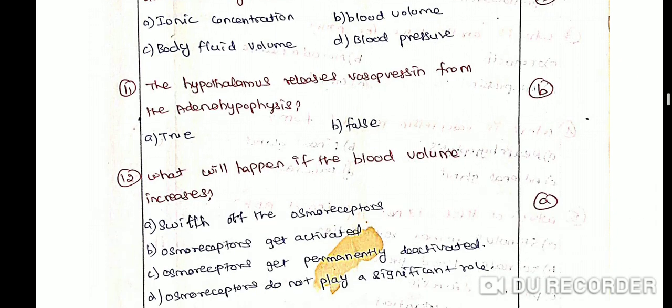Next question. The hypothalamus releases vasopressin from the adenohypophysis. Option A true, option B false. The correct answer is option B false. Explanation. Excessive loss of body fluid stimulates the hypothalamus to release antidiuretic hormone or vasopressin from the neurohypophysis. ADH stimulates the reabsorption of water from the distal part of the renal tubule.